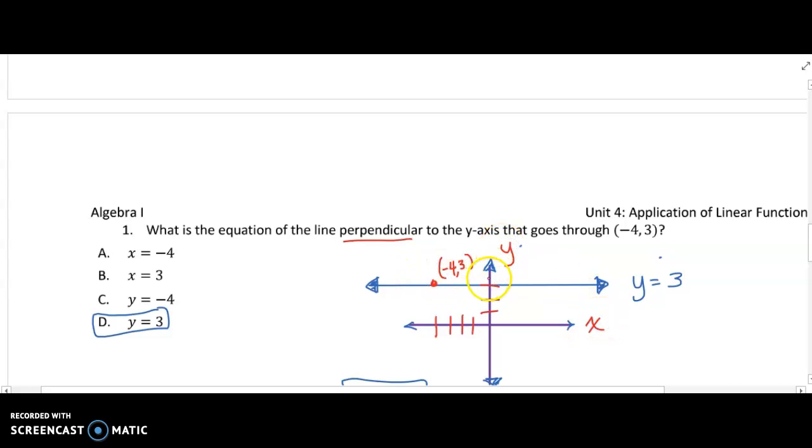If it's perpendicular to the y-axis, it needs to run horizontally, okay? We know that horizontal lines have 0 slope. They have an equation, y equals a number. There's your point, right? We can eliminate a and b, all right? So it crosses the y-axis at 3. So it has to be y equals 3. Your y value is 3 right here. Okay? Not too bad, right?